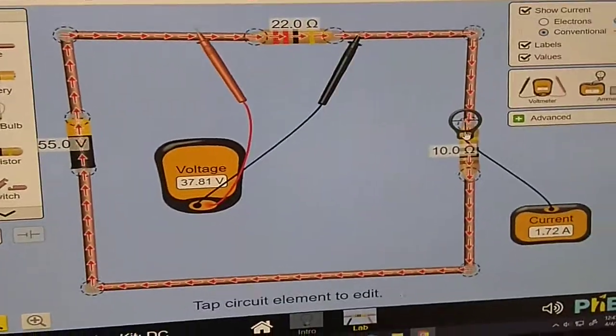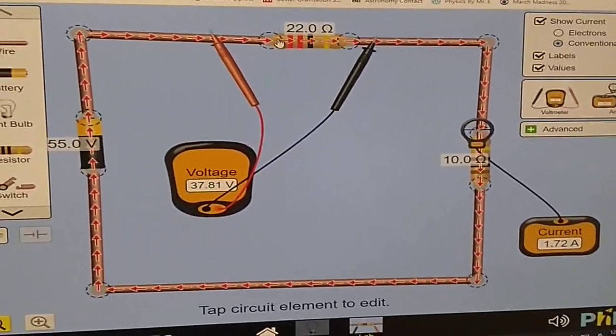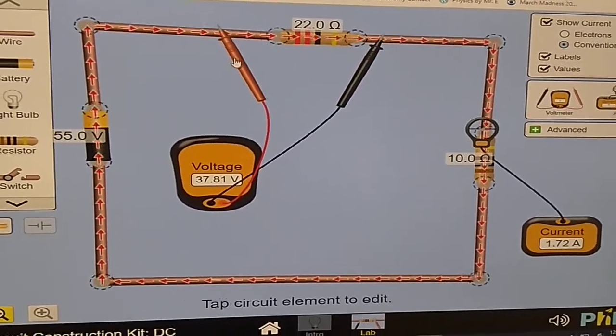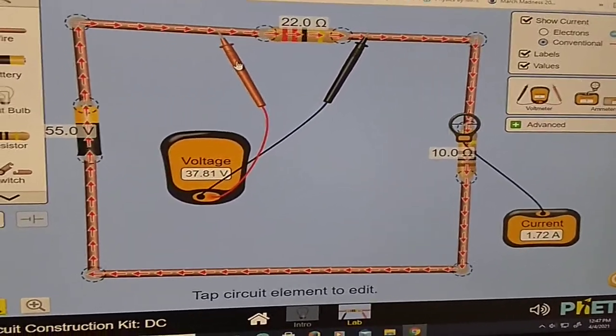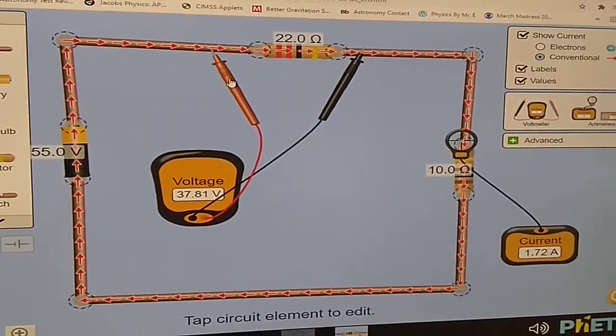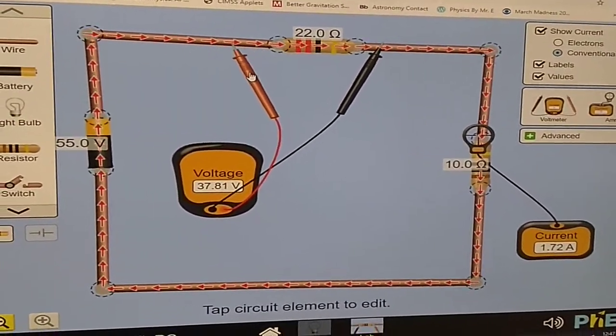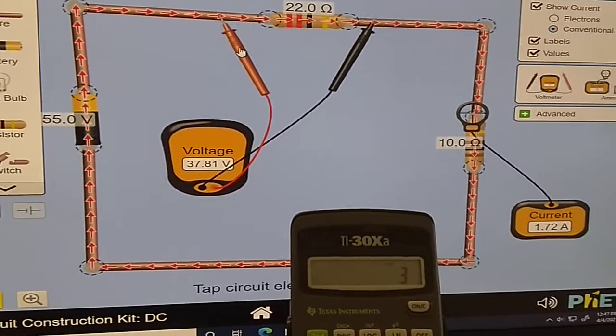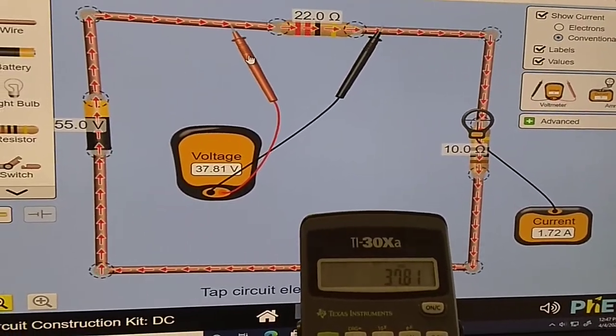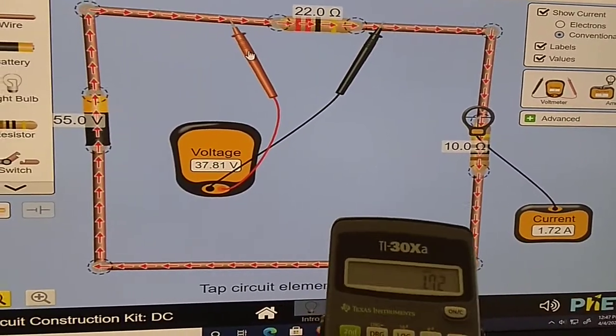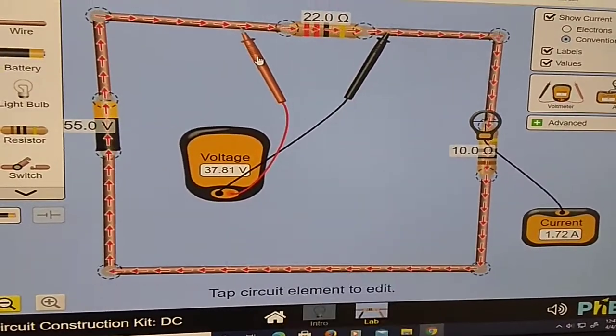All right, back to the simulation. We see that R for this resistor is 22 ohms. We see that the voltage right now, what did we say? It's 37.81 divided by the current of 1.72. That gives us about 22 ohms.